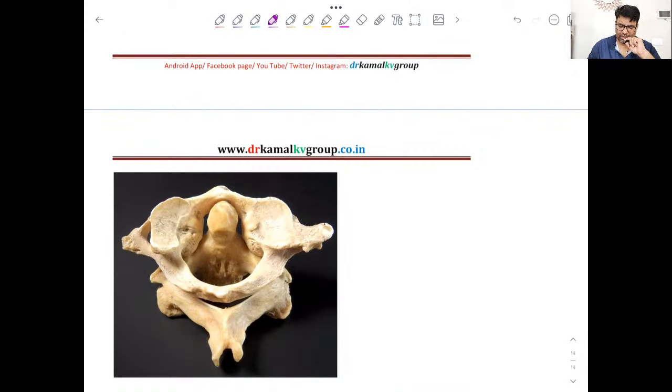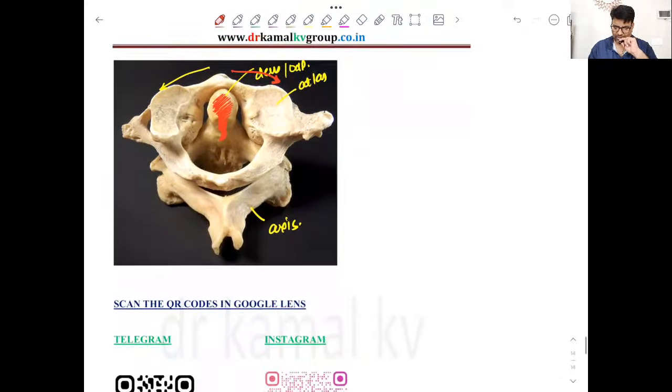So again you can see here, this is atlas, this is axis, and this is the dens, which is also known as the odontoid process, okay? So the first cervical vertebra just rotates along this dens. So this is the odontoid process or the dens of the second cervical vertebra. So the rotation movement occurs along that. So this is a pivot joint, atlanto-axial joint, right?